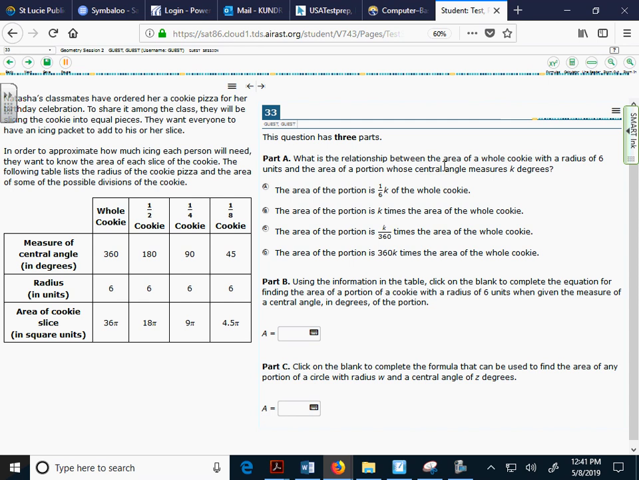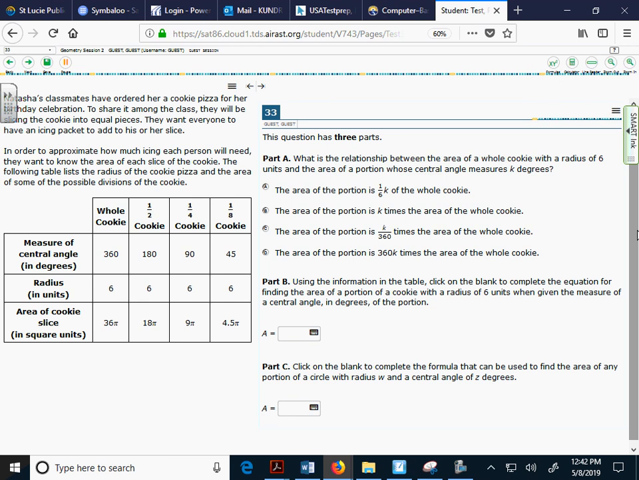What is the relationship between the area of a whole cookie with radius of 6 units and the area of a portion whose central angle measures k degrees? So again, we are talking about sectors here. If we're talking about the relationship between the area of a whole cookie, what would we do? So we're talking about sector area. Think about your formula for that.